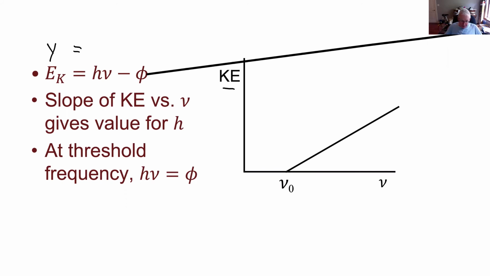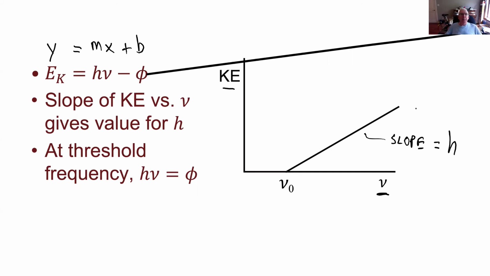My y here, my x-axis is nu. So this piece, h times nu, is in the role of mx, the slope term of my equation, and this one, minus phi, is going to be plus b. So that's the equation for a straight line, and this is my straight line. What does that tell me? It tells me that the slope of this line is equal to h. So this would be a way that I could measure Planck's constant.